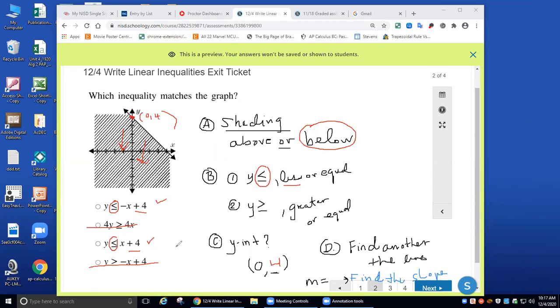So now the only thing we have to do is what? Find another point on the line. Sorry, another point on the line. And if I have this point already, then the next perfect point looks like to be right here, where it says 4, 0. So that's my next point.